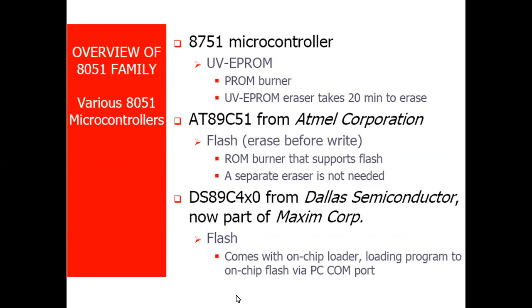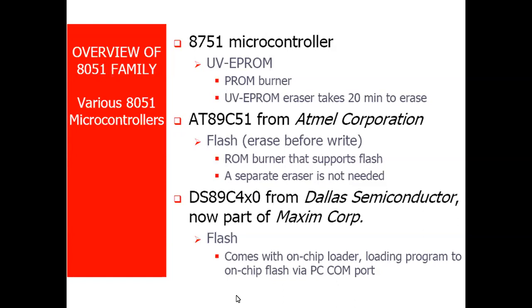Now we know that in the 8051 family there are so many microcontrollers. Although the 8051 is the most popular member of the 8051 family, the 8051 is available in different memory types such as UV EEPROM, that is, ultraviolet erasable programmable read-only memory version, then flash ROM version, then NVRAM, non-volatile RAM version. So, on the basis of the memory used, we have the various 8051 microcontrollers.